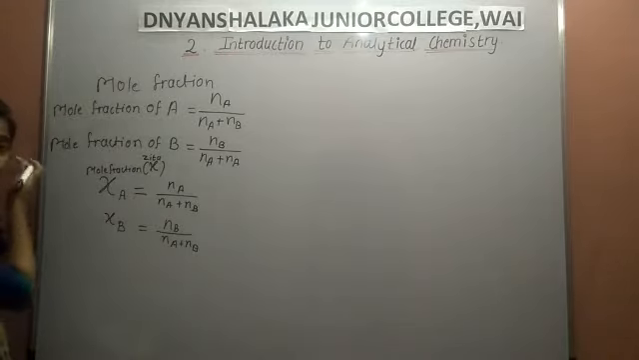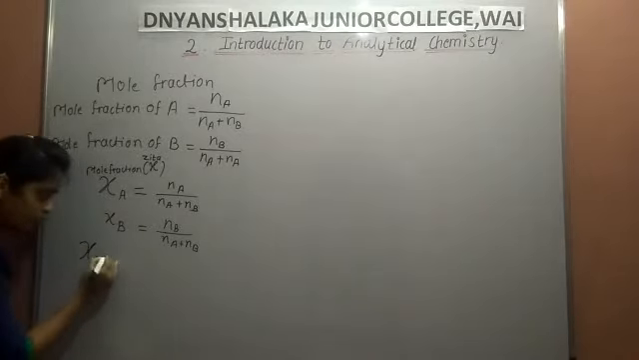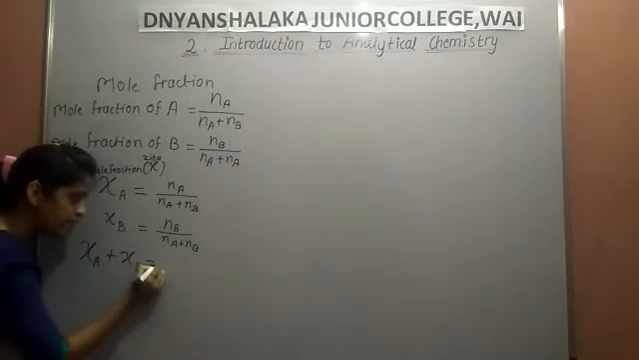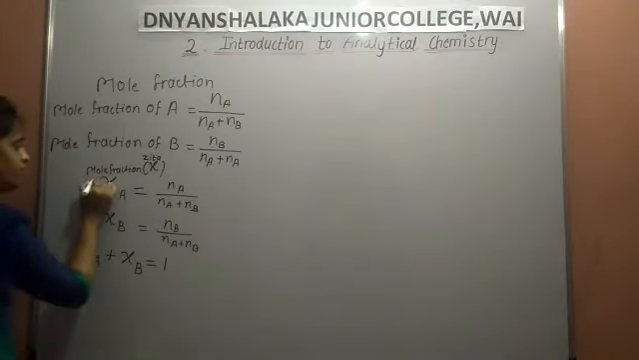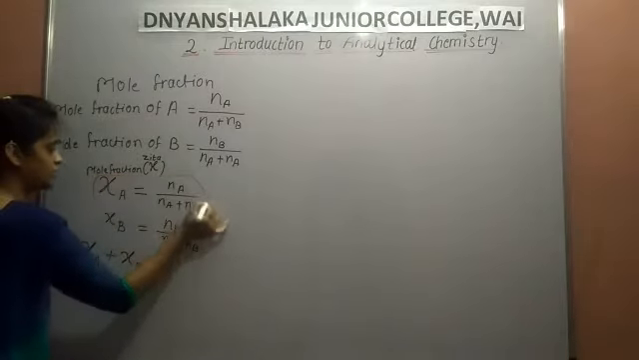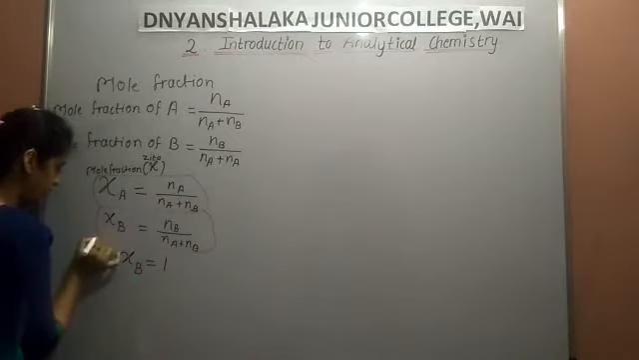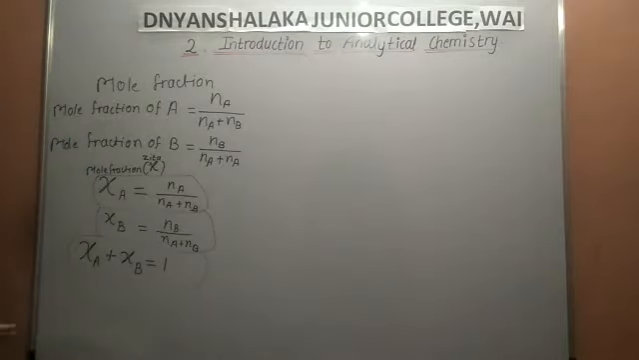And an important note for mole fraction: the mole fraction of A component plus the mole fraction of B component is always equal to 1. So these are three formulae: mole fraction of A component, mole fraction of B component, and third, mole fraction of A plus mole fraction of B, which is always equal to 1. So these are the important three formulae.